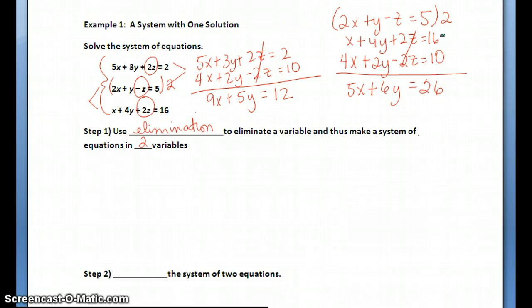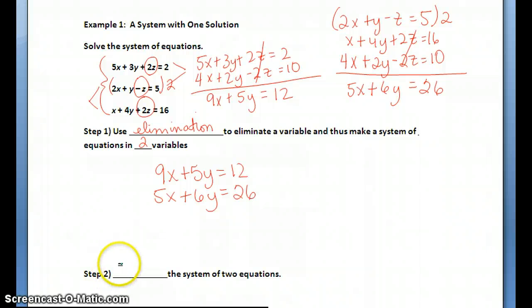So now I have two equations with two variables and I have finished step 1. So let's rewrite those. And I'm going to line them up nicely because I like to do that. I just think it makes it more organized. And so in step 2, we're going to solve the system of two equations.